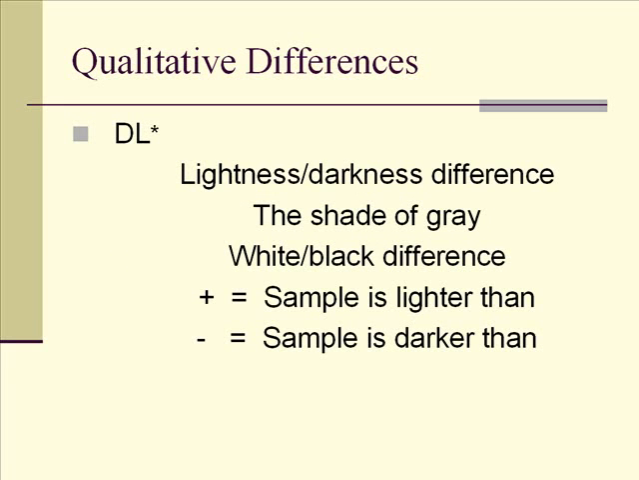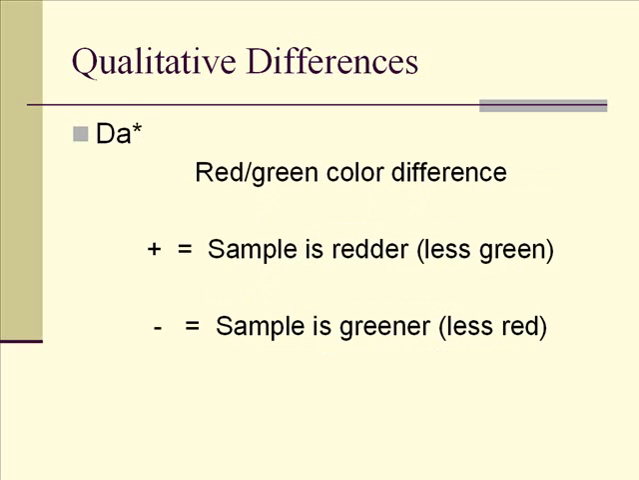The red-green color difference, the delta A: if the sample is redder, it'll be positive, and if it's negative, the sample will be greener. Or we can use the opposite terms. You can say either redder or less green. That technically means the same thing. Or greener means less red. Again, technically means the same thing.